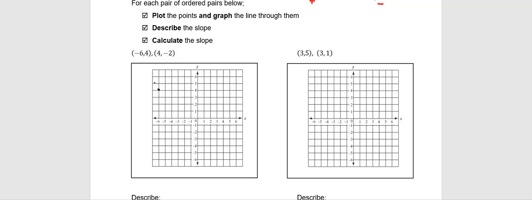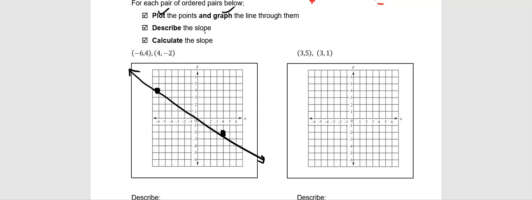(4, -2), starting back at the origin, I'll go 4 to the right, 2 down. I'll plot my second point, and I have my minimum 2 points that I need to graph my line. I'm a little bit off, but we're going to work with these points right here, that point and that point. And of course, you'd be using a ruler, so there wouldn't be any question about it. Okay? So we plotted, we graphed the line.